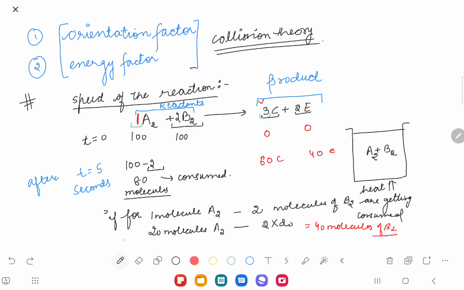Are you understanding? So what would that mean? That as the time passes, the products are increasing, first of all. The products are increasing and the reactants are decreasing.